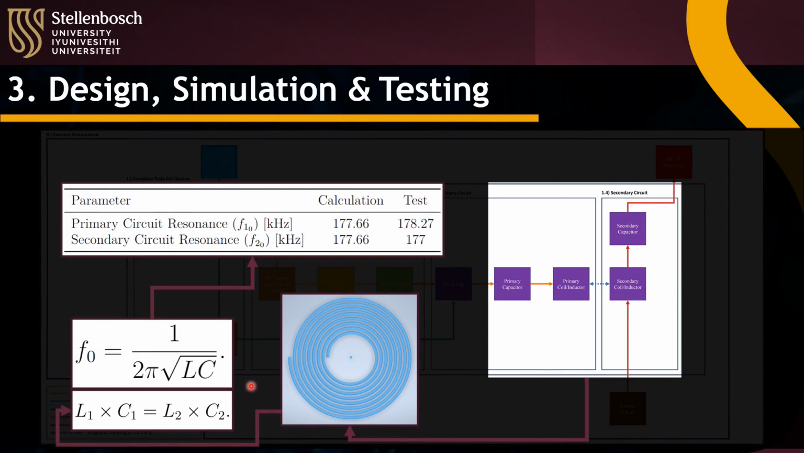To ensure resonance matching of the primary circuit and the secondary circuit, the primary coil had been tapped in the correct position to ensure the correct inductance for resonance matching between the primary and the secondary, resulting in the following calculation and test results, which are close to one another.